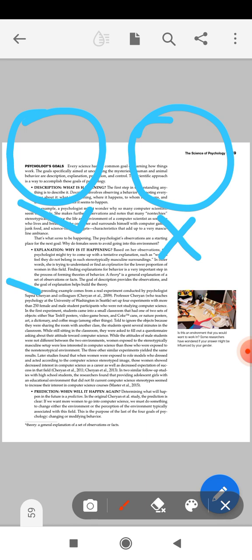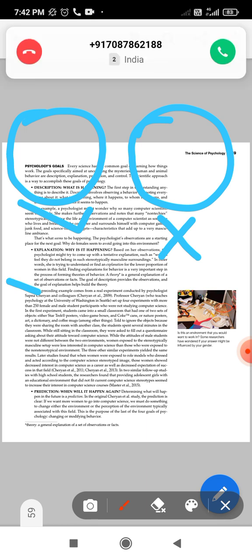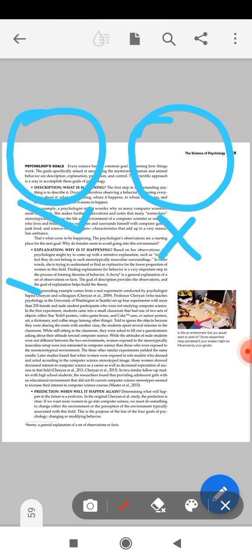Now what happens, all the participants were told to ignore the objects because they were sharing the room with another class. The students spent some time in the classroom. While still sitting in the classroom, they were asked to fill out a questionnaire asking about their attitude towards computer science. While the attitude of male students was not different between the two environments, women exposed to the stereotypically masculine setup were less interested in computer science than those who were exposed to the non-stereotypical environment.